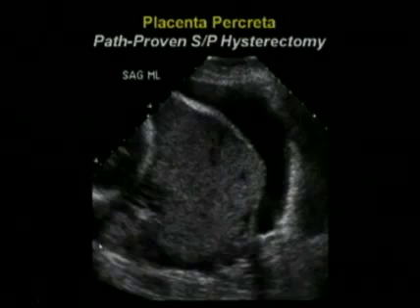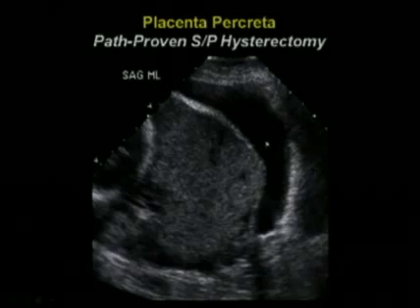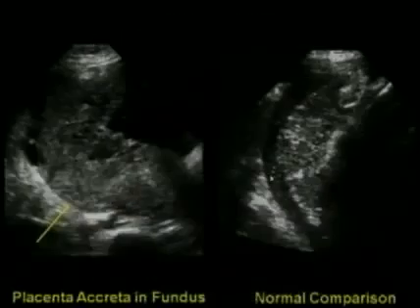Here's a percreta where this is a sagittal view. That's the mother's bladder, and here is the uterus, and you can see here is the placenta. You can see the placenta is growing all the way through the wall and looks like placental tissue. It's coming into contact with urine in the mother's bladder, and that was confirmed at pathology.